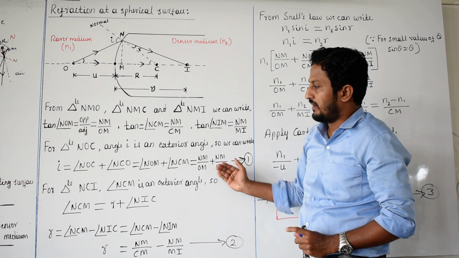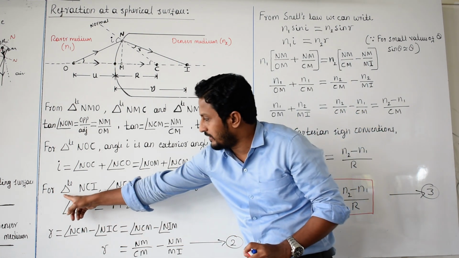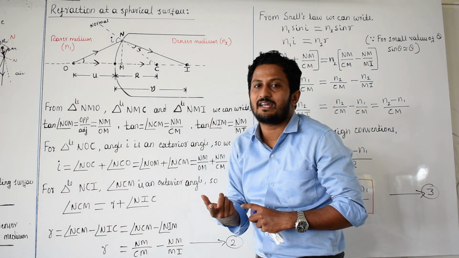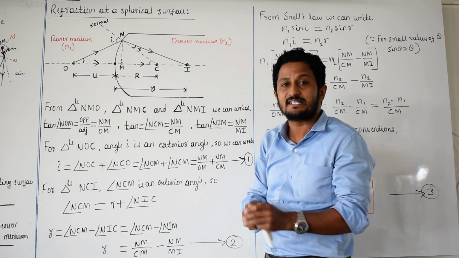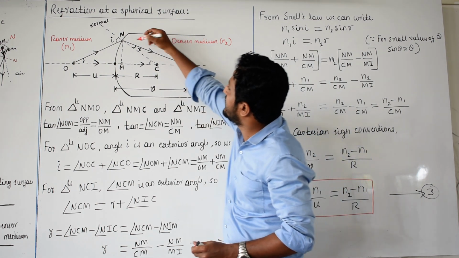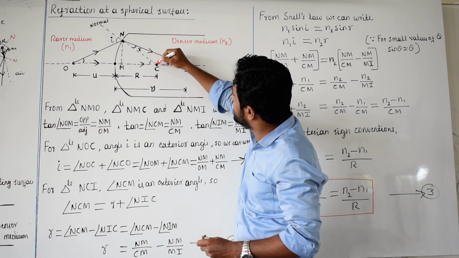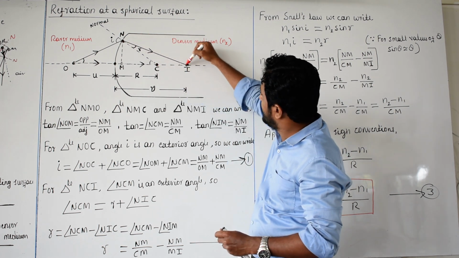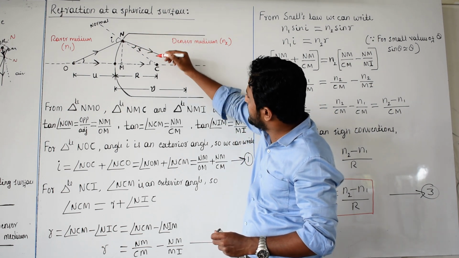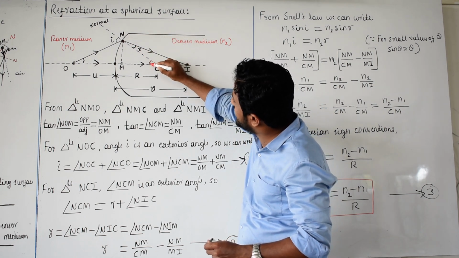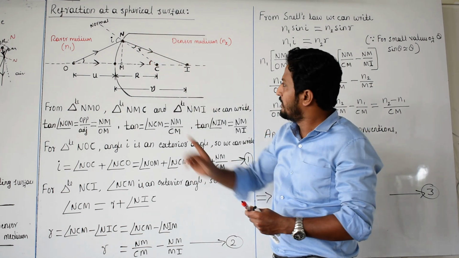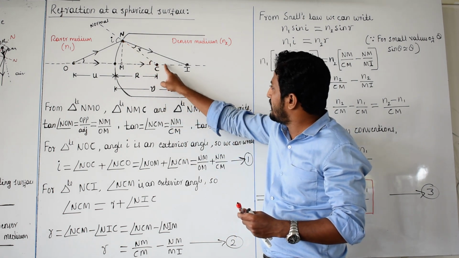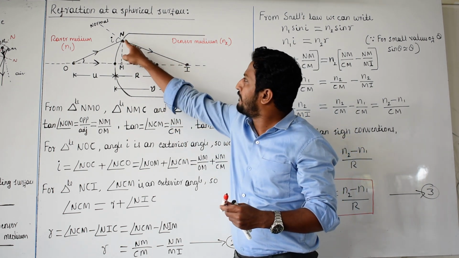Now after this, for triangle NCI, look at the diagram. NCI. Where is N? Here it is. For this triangle, does this angle look exterior?